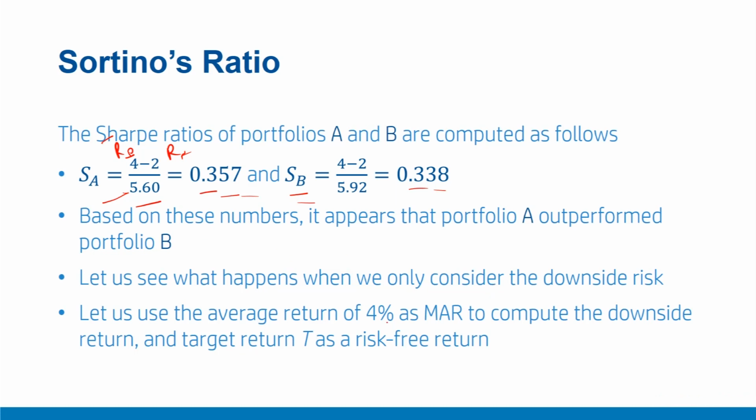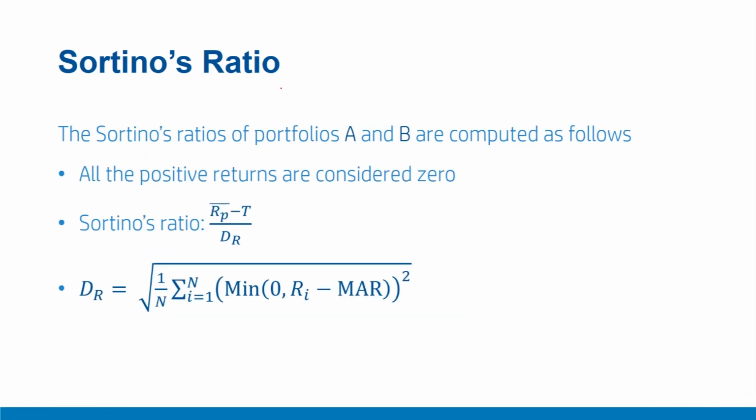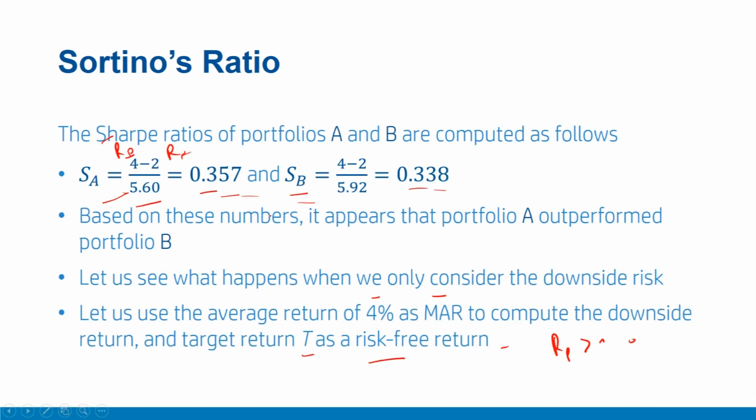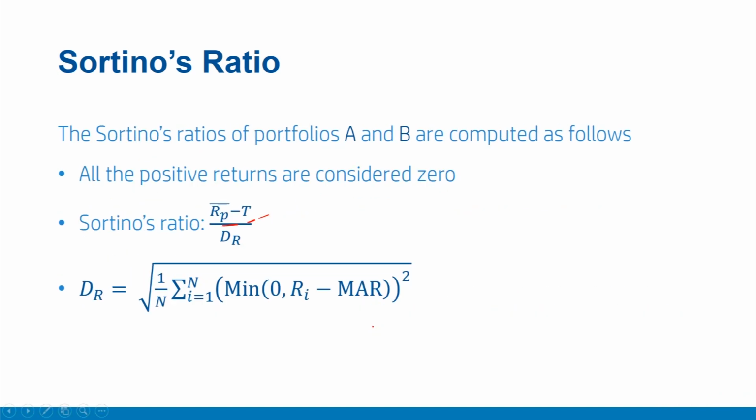Let us use a figure of 4% as the minimum acceptable rate of return to compute the downside risk, and the target return T as the risk-free return. Also, in this example, we will consider all those instances where the return on the portfolio is greater than 0 as 0. In order to compute the Sortino ratio, the following formulas for portfolio A and B will be employed: R_P bar minus T. T here is the target return. As we said, we'll use the target return as the risk-free return, 2%.